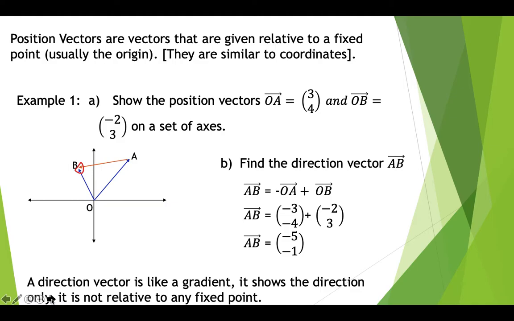So in terms of what you're familiar with, when we used to use plotting points on the coordinate axes and doing linear equations, things like that, you would think of position vectors as a point, like the coordinate points, and direction vectors is like the gradient. So it shows the direction. So it's not about the relativity to a fixed point. It's only about saying what is its direction.